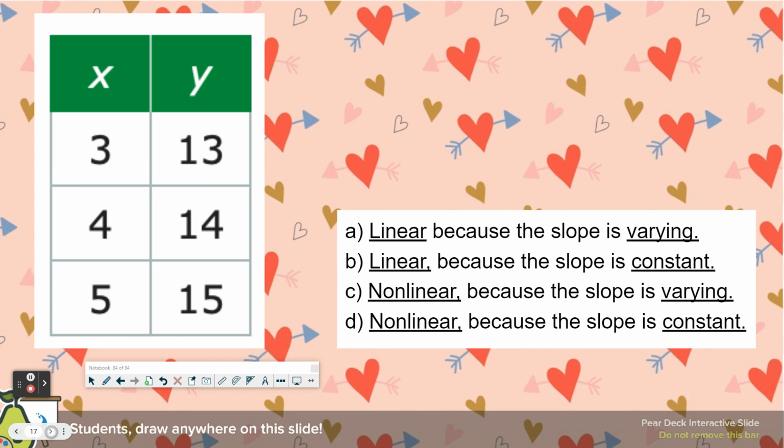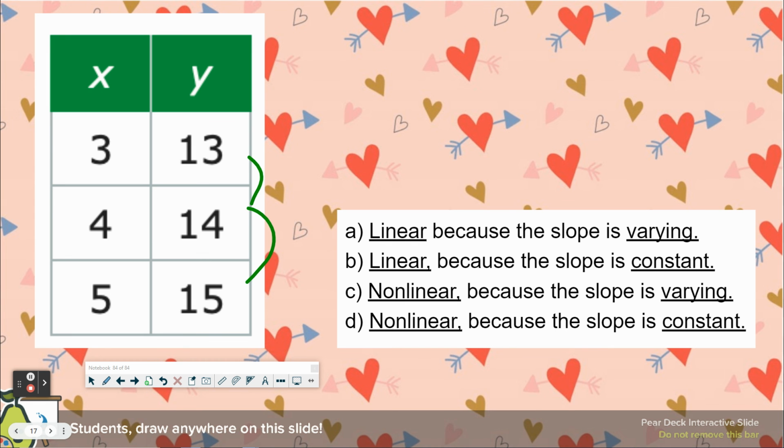We have 2 more. You're doing great. We're going to pick up the pace. Go ahead and answer the question on slide 17.